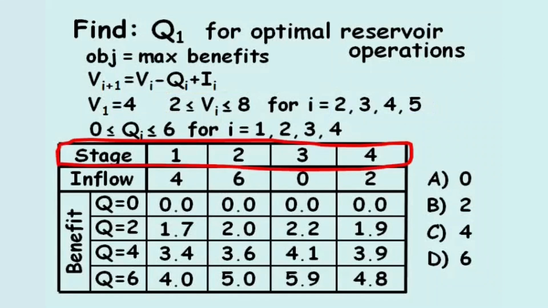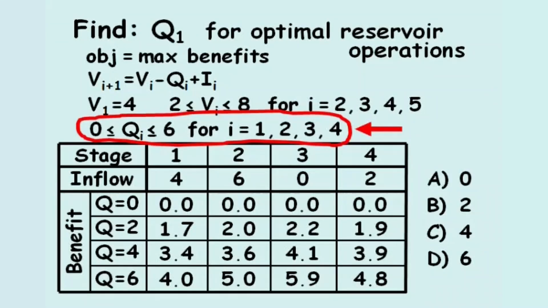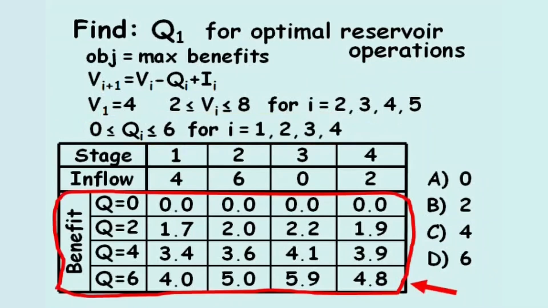In this problem, there are 4 stages, so the beginning volume at stage 5 is the same as the final volume of stage 4, after the inflow and release. The inflow for all 4 stages is given, and the release during each stage can be 0, 2, 4, or 6. Associated with each release is a benefit, where there is a larger benefit associated with larger releases.